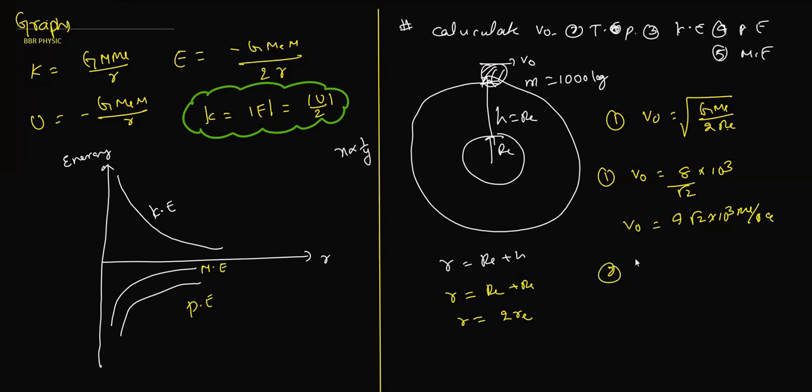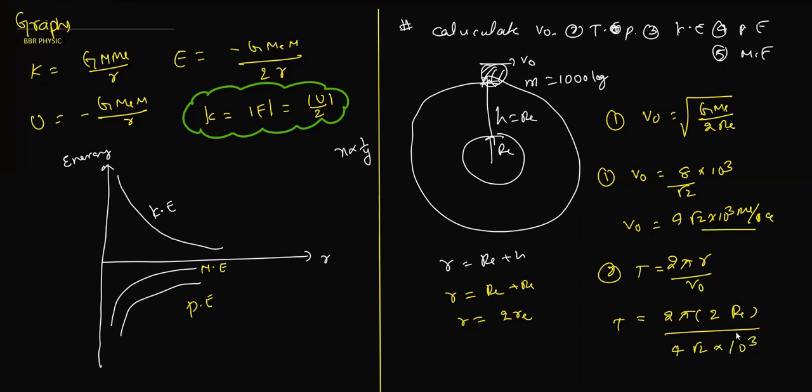Second question, what are they asking? Time period. T equals 2 pi r divided by V naught. So T equals 2 pi into small r, value 2RE, divided by 4 root 2 into 10 raised to 3, the V naught value. From here we are substituting.